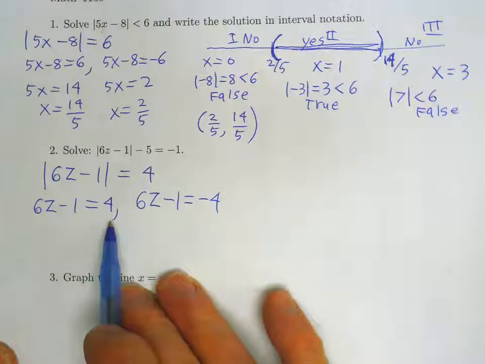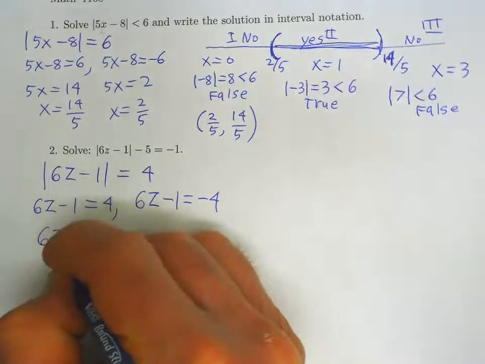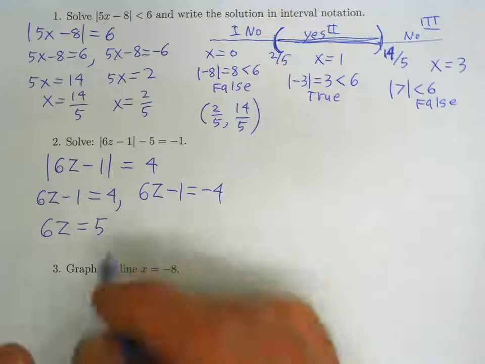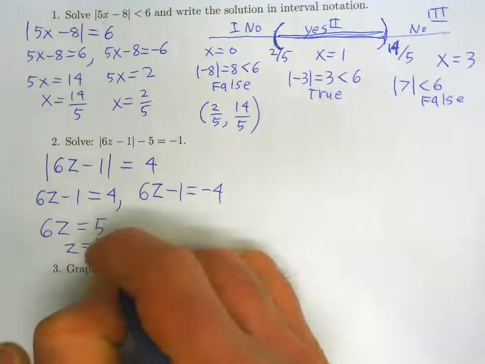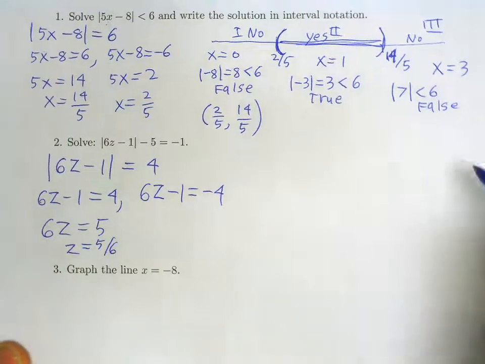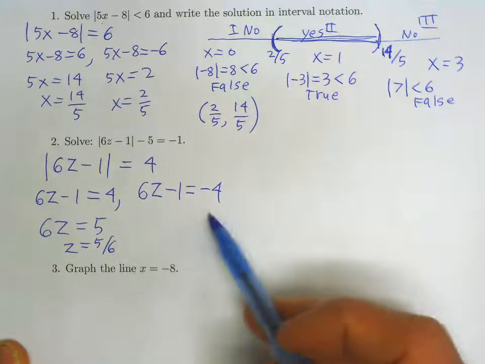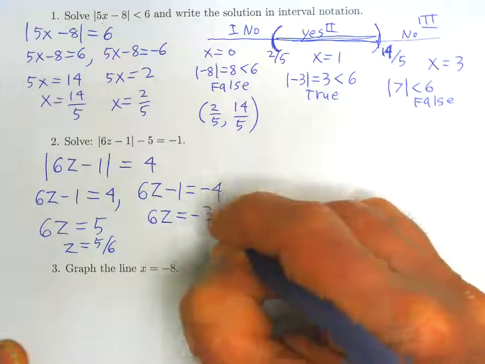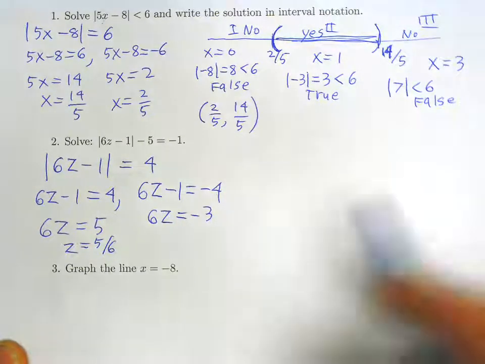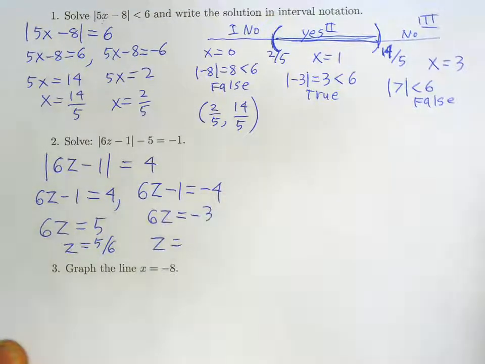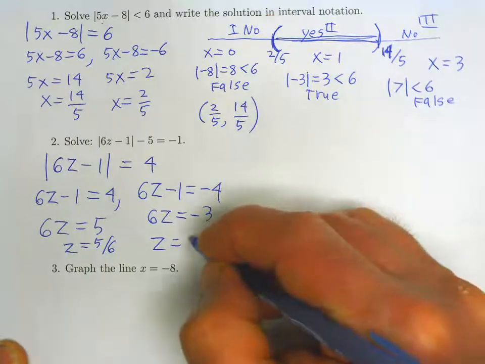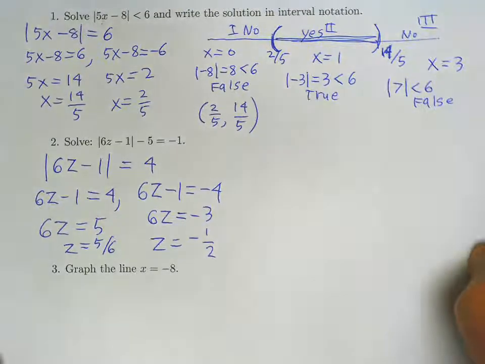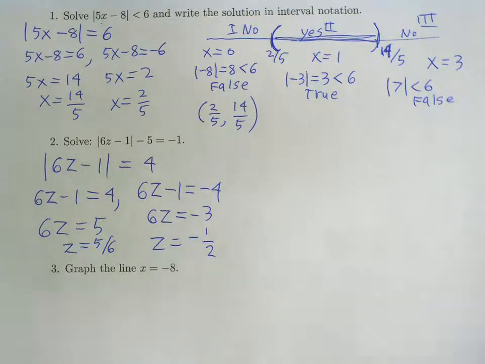Add 1 to both sides. We get 6z equals 5. And then divide both sides by 6. z equals 5/6. And then for the other one, add 1 to both sides. 6z equals negative 3. Then divide both sides by 6. We get z equals negative 1/2. Okay, so those are the two solutions.